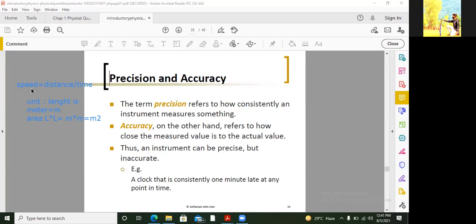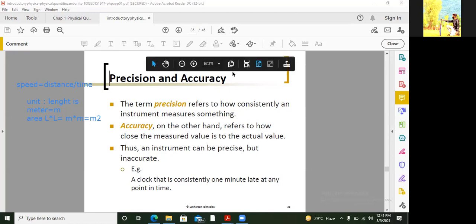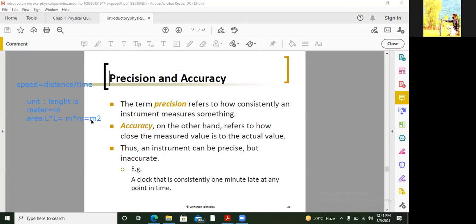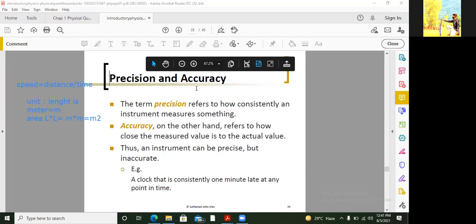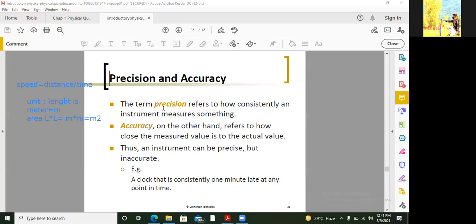Today, our topic of discussion is measurement of length. Before understanding how we can do measurement of length, we need to know some terminologies like precision and accuracy. So you can write as well as understand.